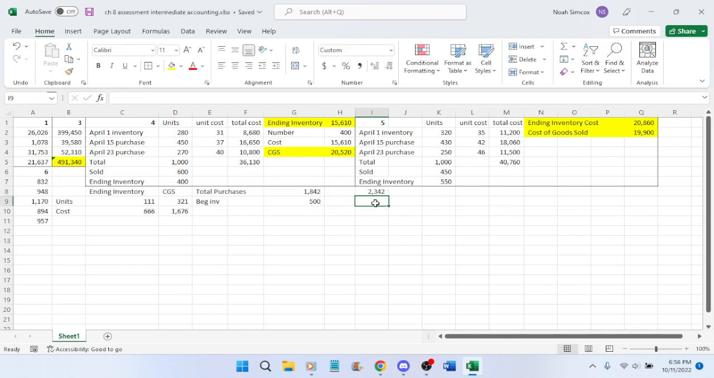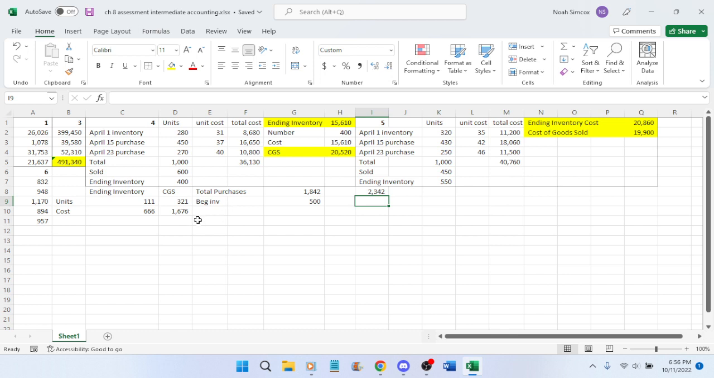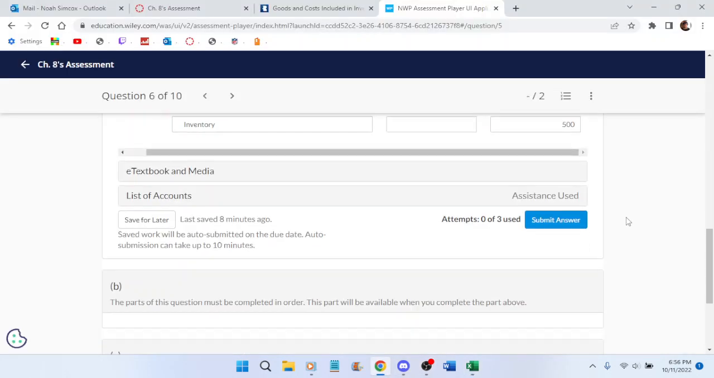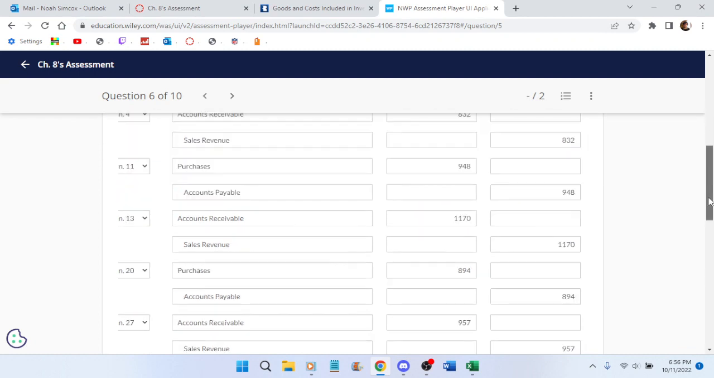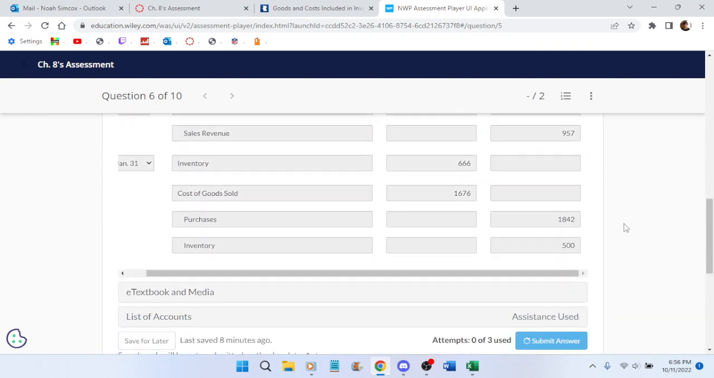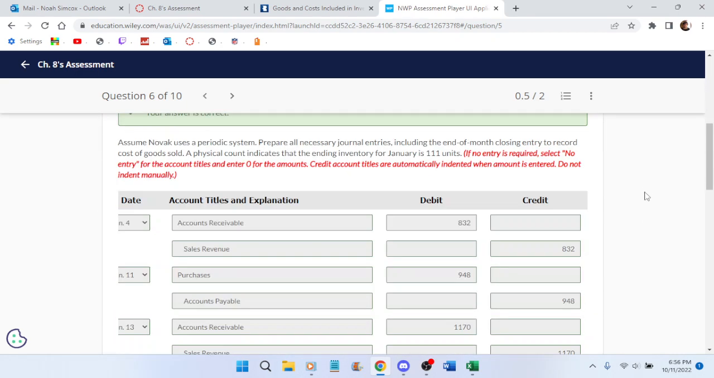And now you add 666 plus 1676. Where did I get 666 from anyways? Oh, so you just add these two. Equals this plus this. Thank you. It balances, therefore it should be right. Not really, but please be right. I did it in an overly complicated way, but it's correct.